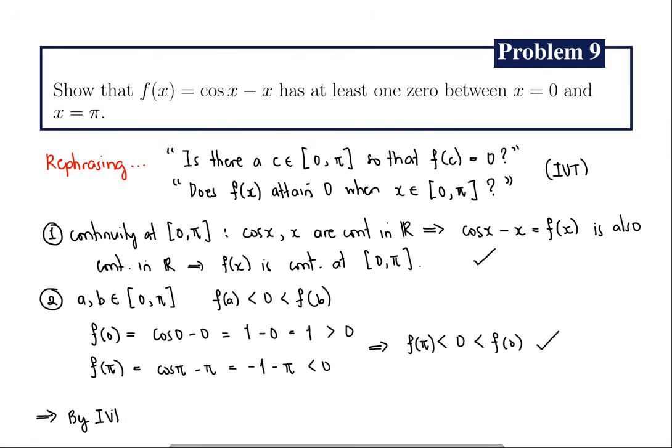By IVT, there is a number, tawagin nating c, between 0 and pi. So, in-exclude ko na yung 0 and pi kasi I know from this na pag pinasok ko si 0 kay f, I get something greater than 0. Kapag pinasok ko si pi kay f, I get something less than 0. So, it won't be 0. Okay? So, there is a number c between 0 and pi so that f of c equals 0. Okay? Which is exactly what we want to show. Okay? Next.